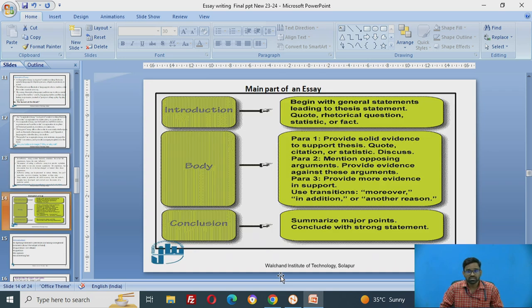Now, how can we write an essay? First, there are three parts of writing an essay: introduction, main body and conclusion. The introduction begins with general statements leading to the thesis statement. Some quotations, rhetorical questions, statistical data and facts can be used. Then the main body. In the main body, we have three paragraphs. In the first paragraph, provide the evidence. In the second paragraph, mention the opposing arguments. And in the third paragraph, in addition, you may provide another reason or more authentic information. And last, the conclusion: summarize the major points and conclude with a strong statement.